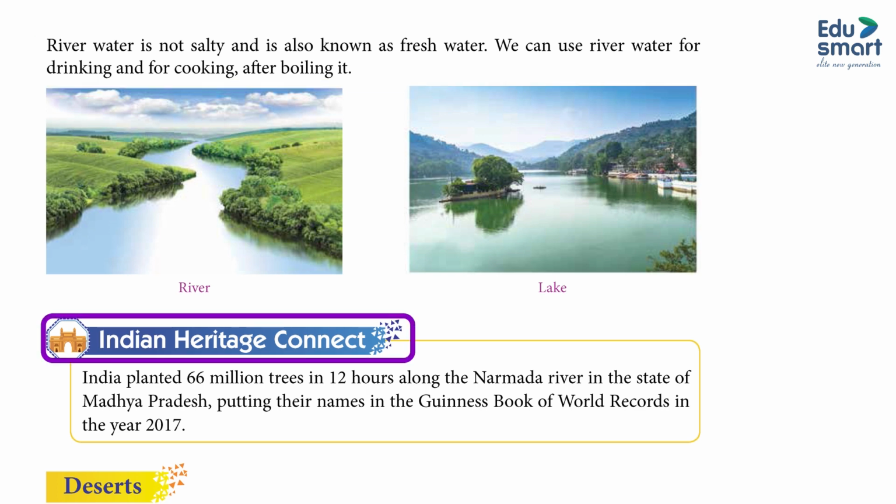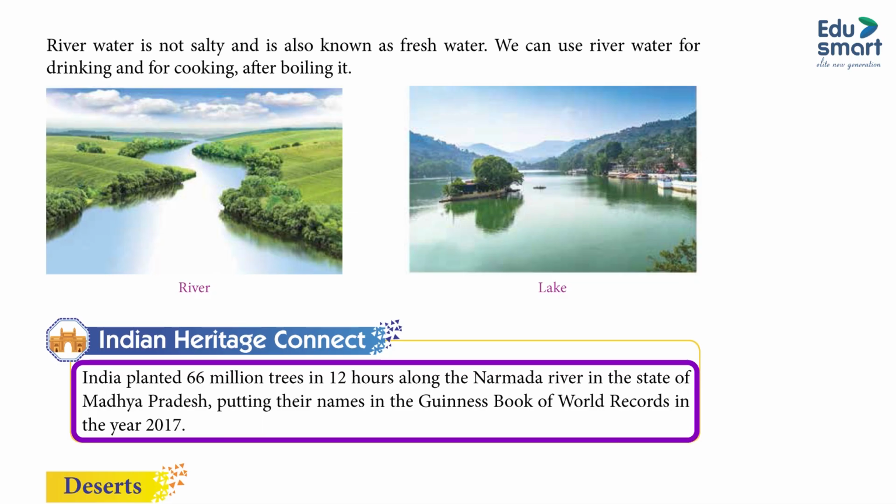Indian Heritage Connect. India planted 66 million trees in 12 hours along the Narmada River in the state of Madhya Pradesh, putting their names in the Guinness Book of World Records in the year 2017.